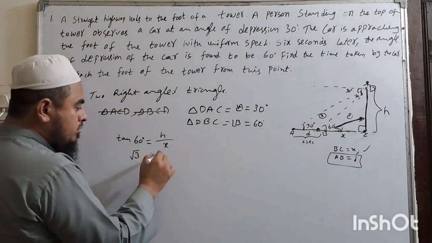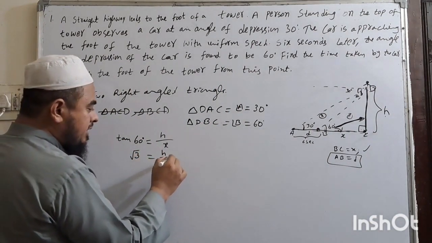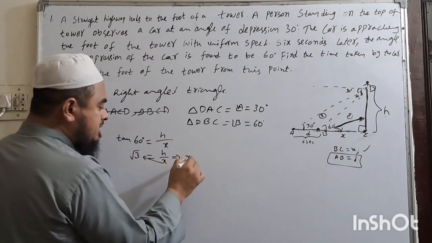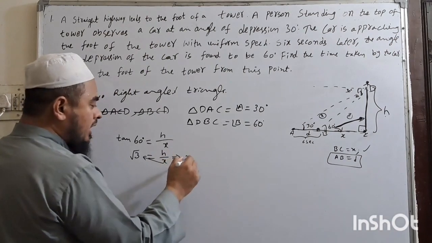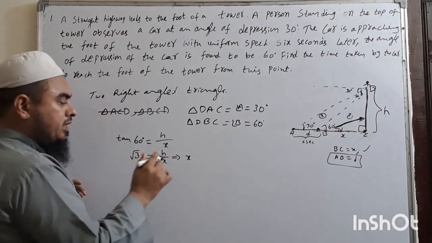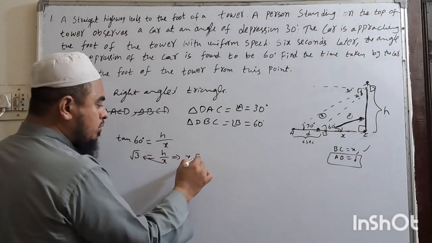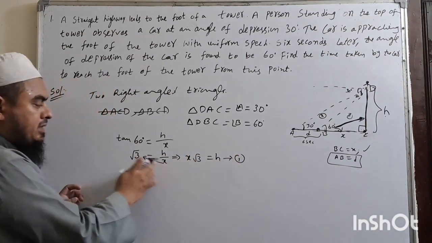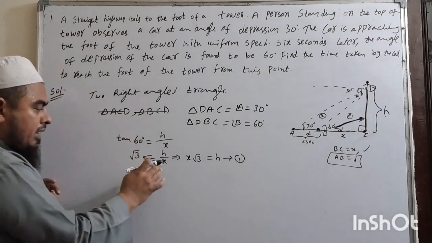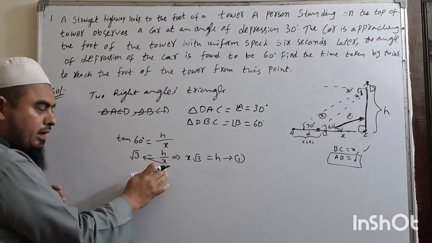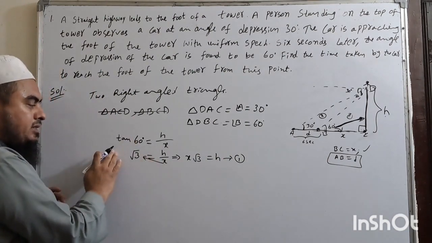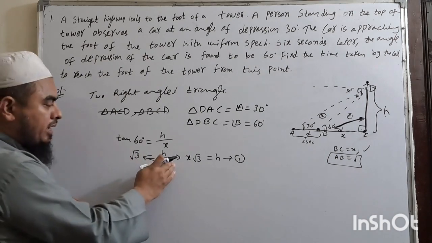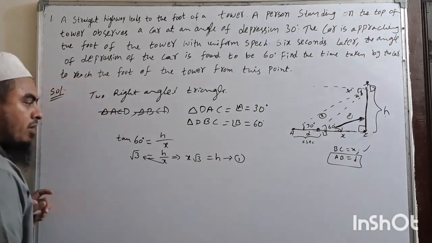Root 3. So root 3 is equal to h by x. If you simplify and cross multiply this, h is equal to root 3 into x, or x into root 3 is equal to h. We are taking this x from the right hand side, where it is in the denominator, to the left hand side, where it comes in the numerator. So x into root 3 is equal to h. That is equation number 1.